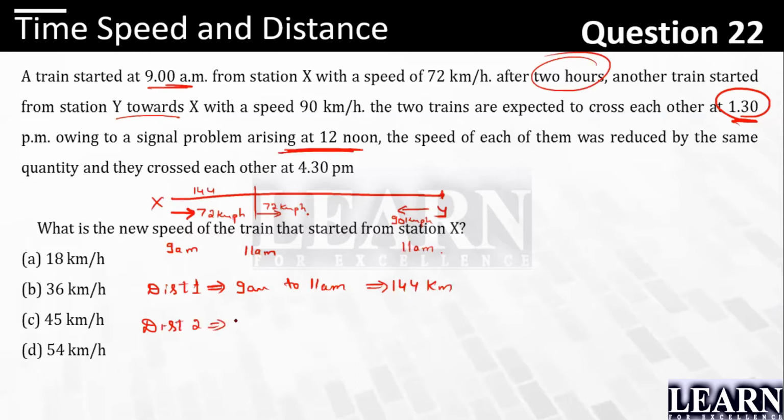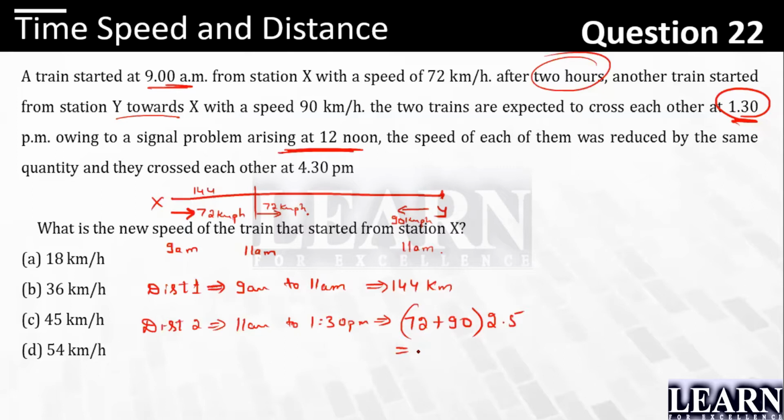Next, distance 2, from 11 a.m. to 1:30 p.m. What is the total distance? Both the trains are moving in opposite directions, so 72 plus 90. And how much time is it going to run? It is going to run for 2.5 hours. So 72 plus 90 gives 162, and 162 times 2.5.